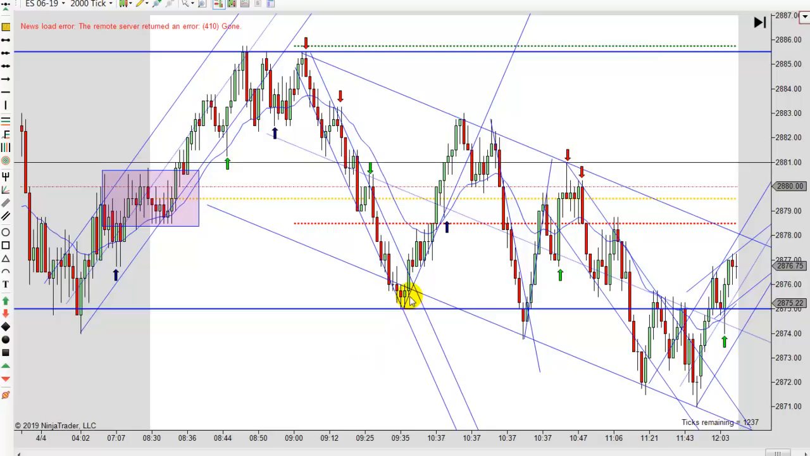And it's really tempting to go long down here being that far away from the EMA, but there's no break of this trend, and this has been a strong trend.